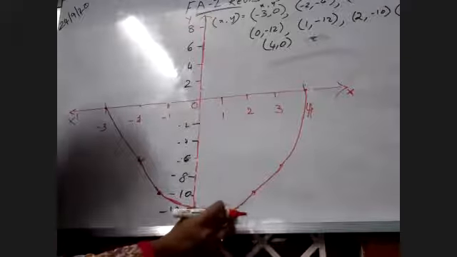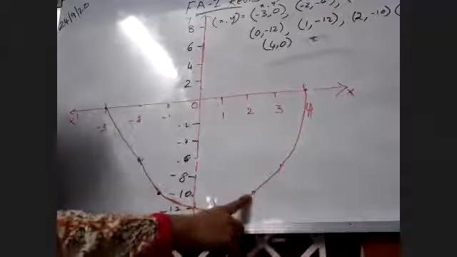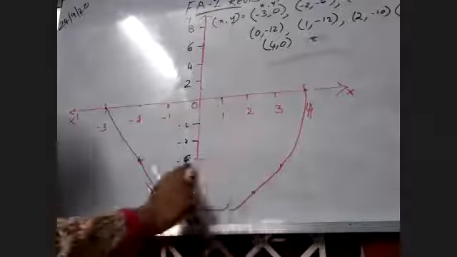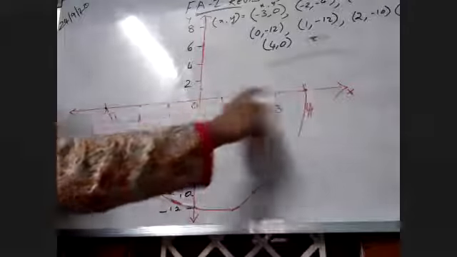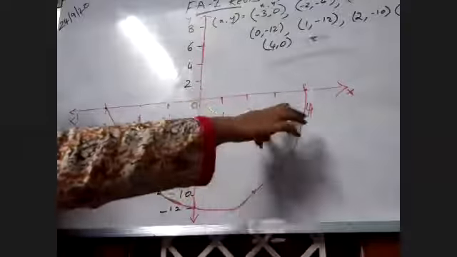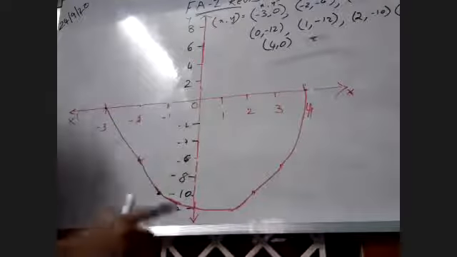In the graph exactly the points will come. Okay. Again 2, -10. Again 3, -6. Again 4, 0. So 0 means here y-axis also, x is 4 and y is 0, means here is 0. So this is the graph for this one. Okay.